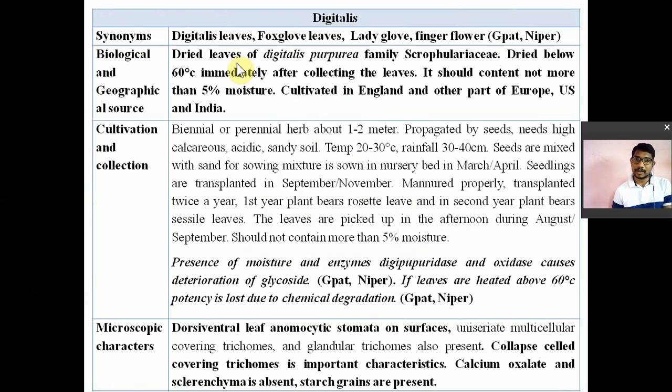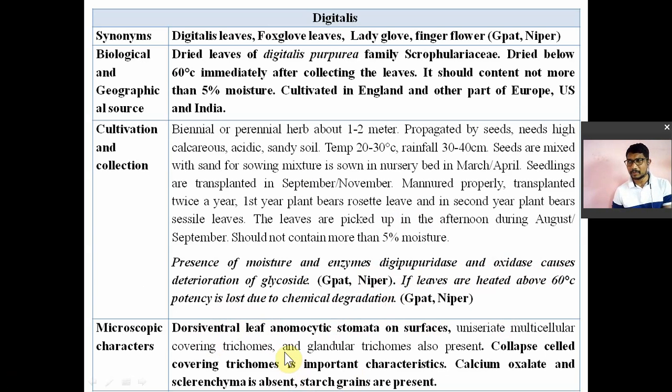So digitalis is also known as digitalis leaves, foxglove leaves, lady gloves, and finger flower. They are obtained as dried leaves from Digitalis purpurea, family Scrophulariaceae, and they should be dried immediately after collection below 60 degrees Celsius, and should contain not more than 5% moisture. It is cultivated in England and other parts of Europe, the US and India. Remember the moisture and enzymes: digipurpuridase and oxidase cause deterioration of glycoside. If leaves are heated to more than 60, the potency is lost due to chemical degradation.